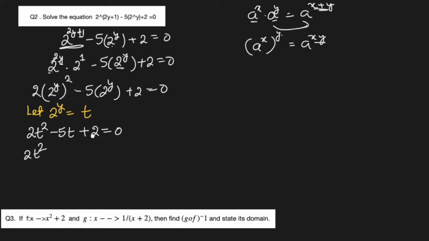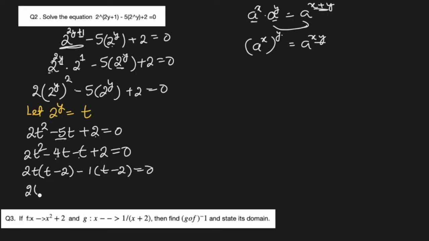2t squared, 2 times 2 is 4, so I can write here minus 4t minus t plus 2 equal to 0. I've separated negative 5 into these two parts because these are the factors of their multiplication. 2 times 2 is 4 and 4 times 1 is also 4. That's why. So let's take 2t common here. So 2t(t minus 2) minus 1(t minus 2) equal to 0. So (2t minus 1)(t minus 2) equal to 0. So we get two answers.